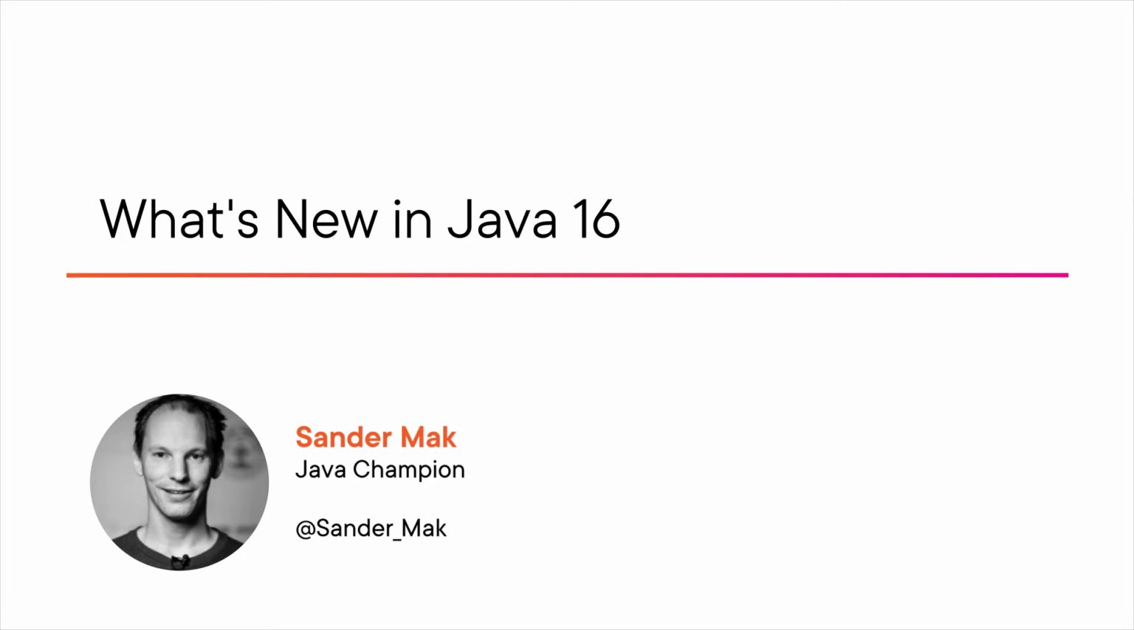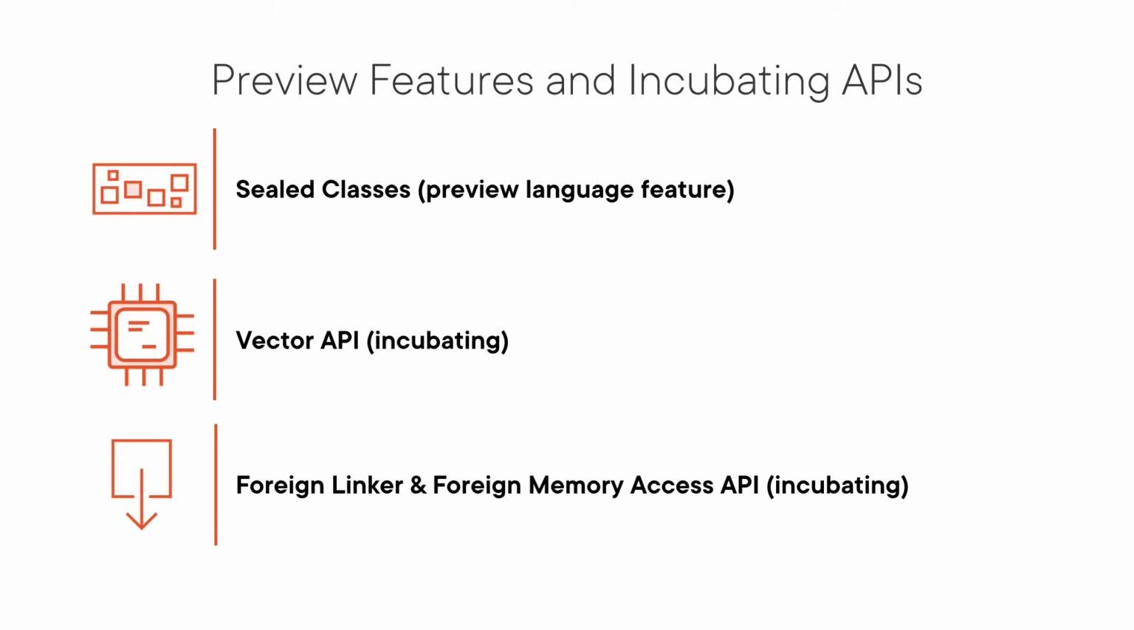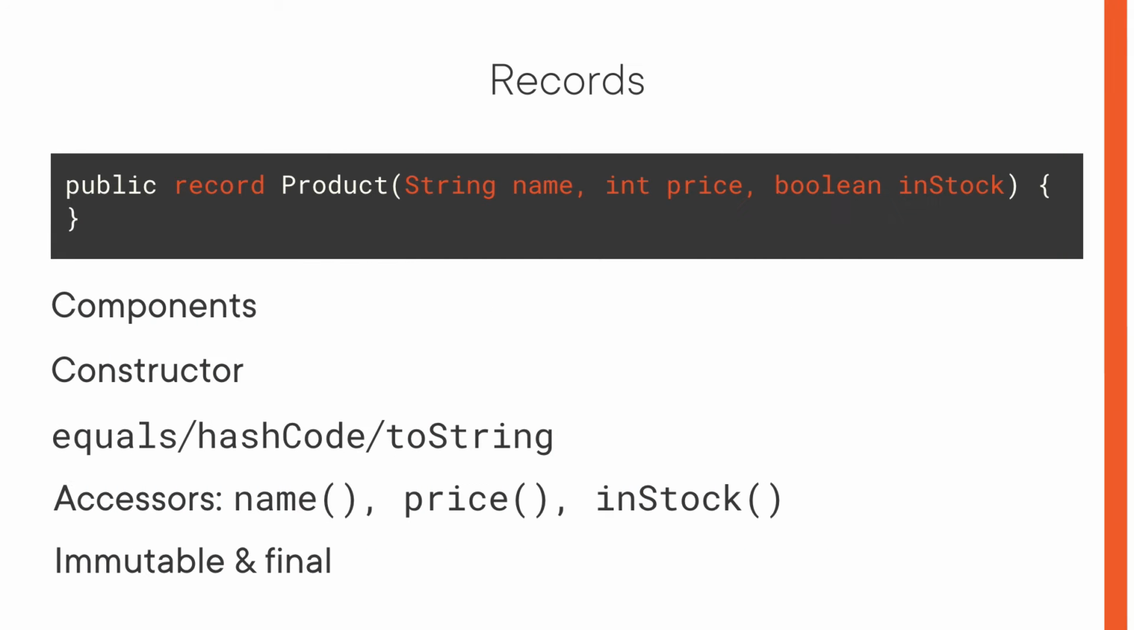I'm a Java champion and author of the O'Reilly book Java 9 Modularity. I've been deeply involved in the Java platform for over a decade now. Java is still delivering on its promise to release every 6 months. With Java 16, we again get many improvements to the Java language and the core platform.